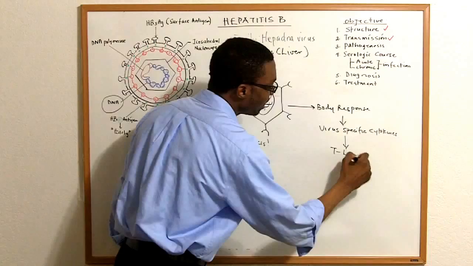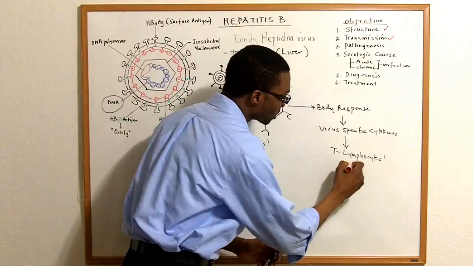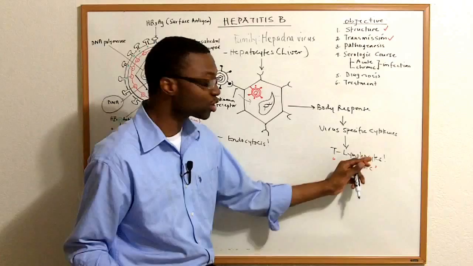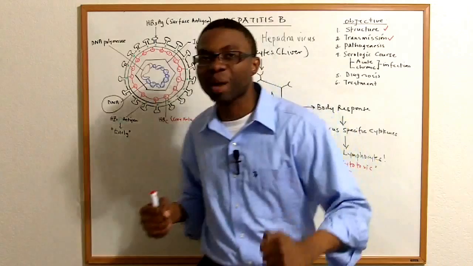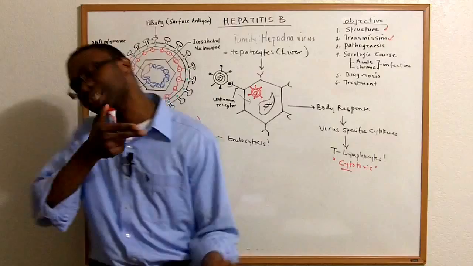T lymphocytes are recruited into the liver, and when the T lymphocytes come in, these are actually cytotoxic. Let's look at the word cytotoxic. Cyto means cell. They're actually toxic to the cell itself. So the viruses are running, the lymphocytes are running to the spot to go find the virus and kill it. It's an assassination mission.